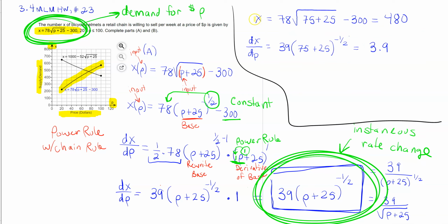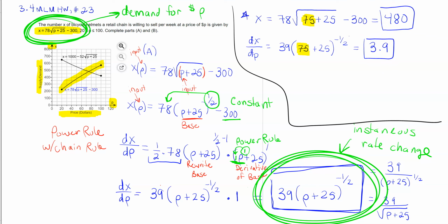Okay, so I went ahead and wrote that original equation, but I replaced the P with $75, and then I rewrote my derivative rule, but I replaced that P with a price of $75, and I just threw those in my calculator, and I got these two outputs. Okay, so those are my outputs. Now we have to interpret them.